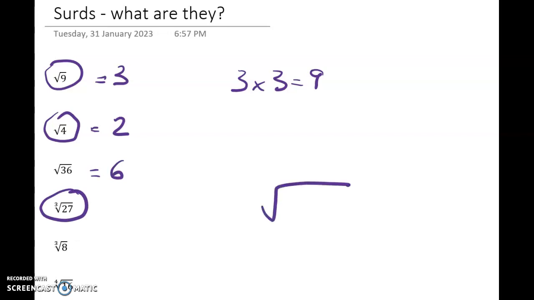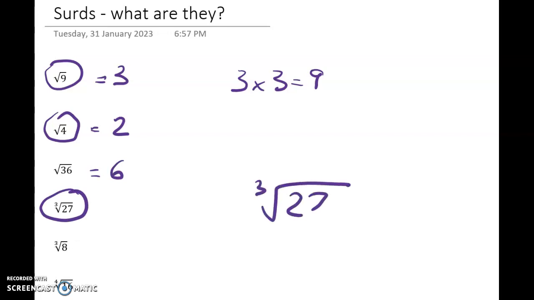So if we see this first one, this is the square root of 9. Well, this is simply equal to 3, right? Because 3 3s will get me back to 9. The next one, the square root of 4, is equal to 2. The square root of 36 is 6. Now this one here extends the notation a little bit.